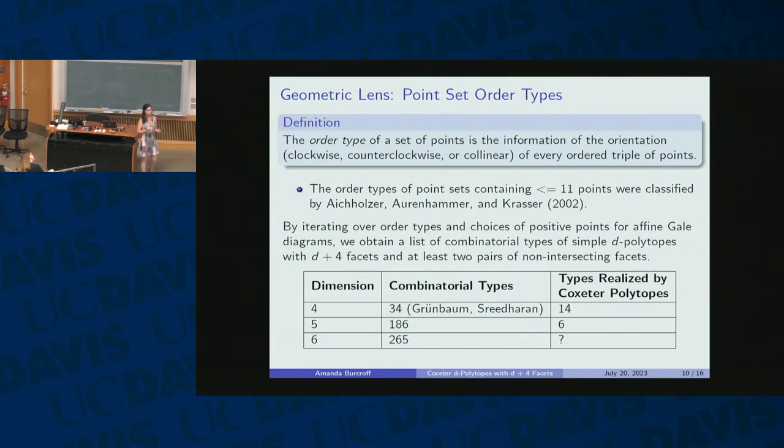And in dimensions 5 and 6, this is new. And because now we have the classification in dimensions 4 and 5, we can also see that most of these combinatorial types are not actually realized by Coxeter polytopes. But this gives us at least a limited list to start with in searching for these Coxeter polytopes.